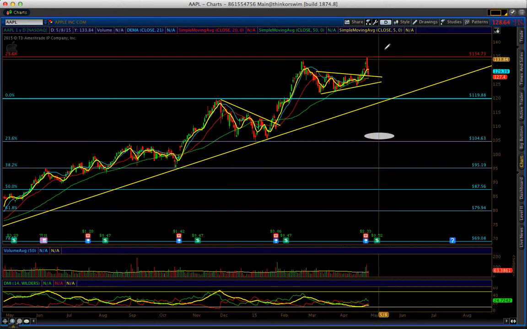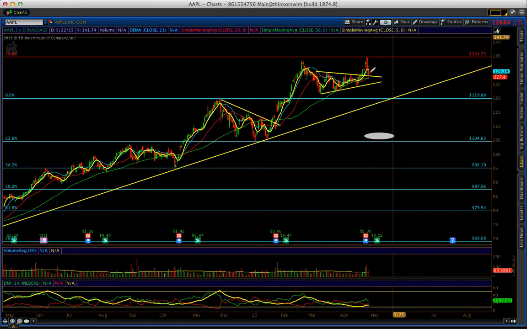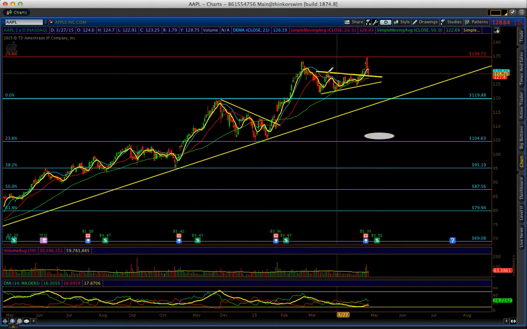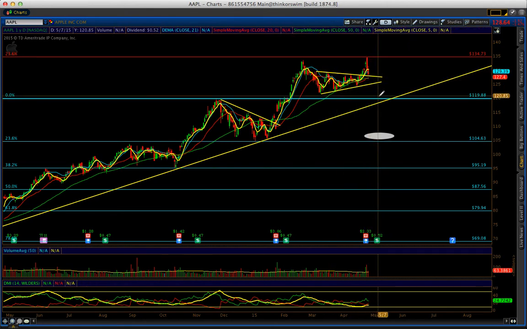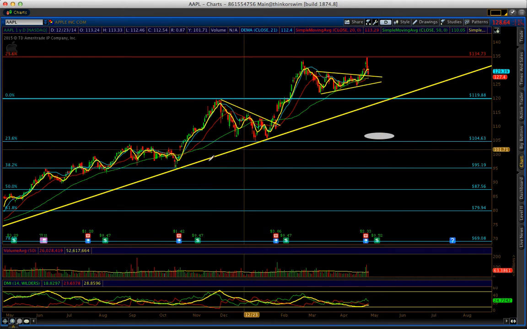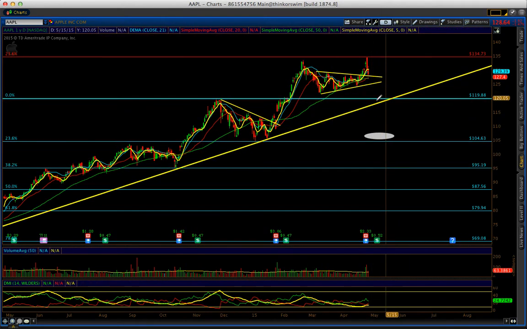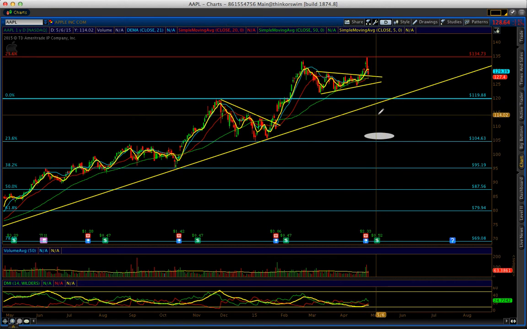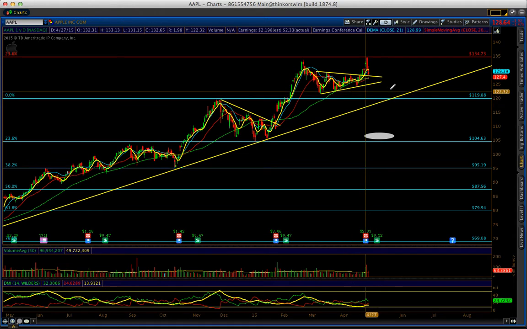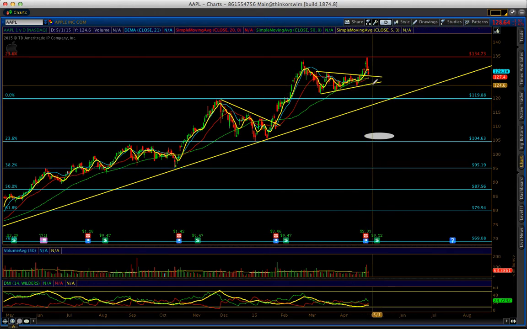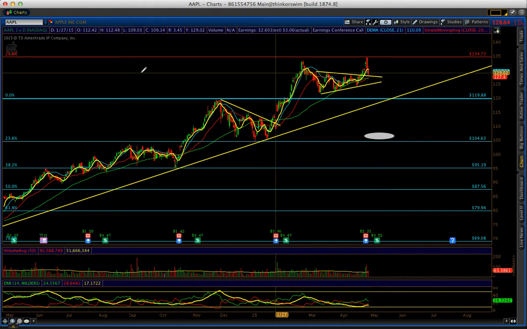From here, there are two scenarios. It can bounce and have a nice run, or if it breaks down below this support right here, it for sure is going to test this support area, this trend line area. If it goes to this area, this is going to be garbage. We have to get lower if it goes to this trend support. But right here, I'm just waiting again. We traded Apple 2 times in the past 2 months, and we got almost 60% profits in both trades.